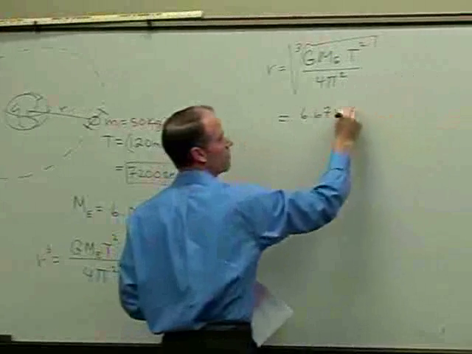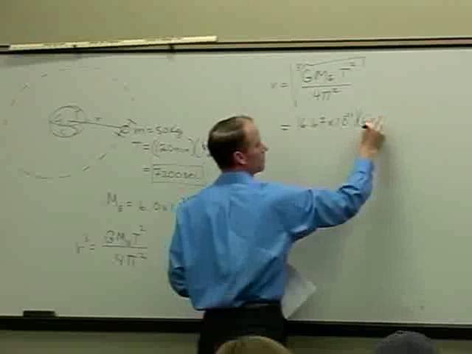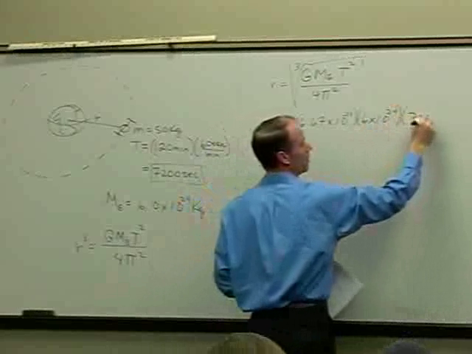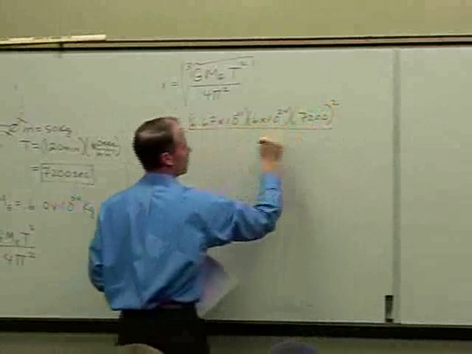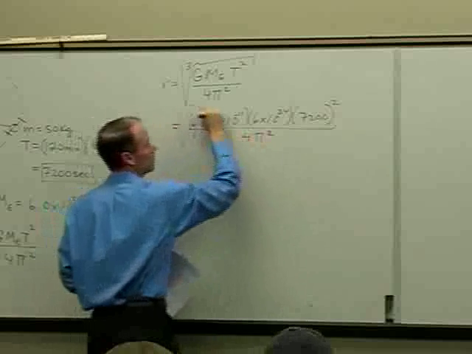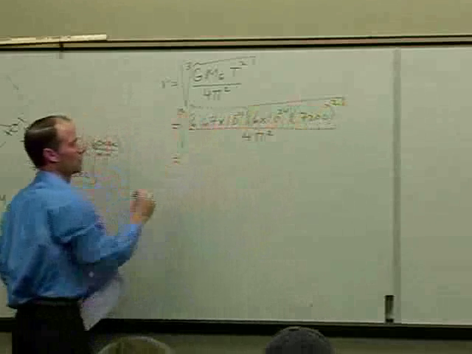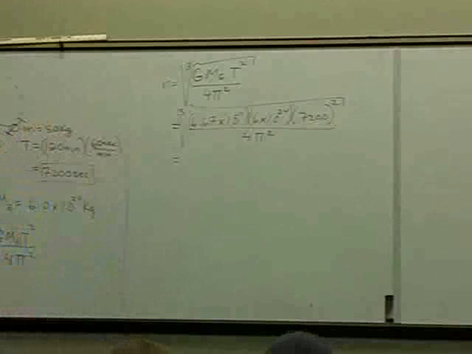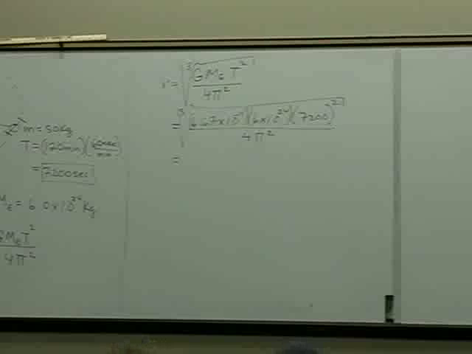6.67 times 10 to the minus 11 times 6 times 10 to the 24 times 7,200 squared over 4 pi squared, cube root. I got 8.07 times 10 to the 7 meters.